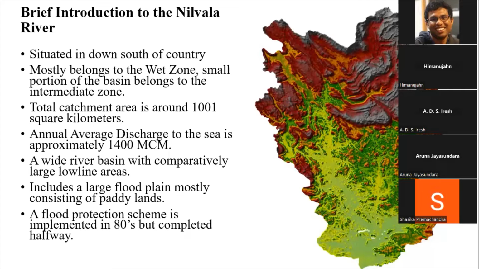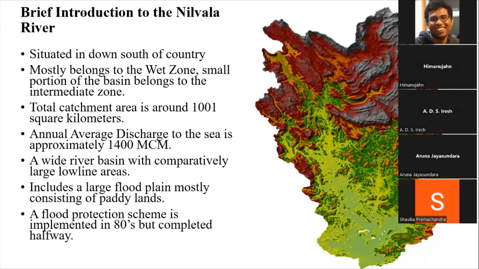So you may all know that it is situated in the down south of the country, mostly belongs to the wet zone of Sri Lanka, and the total area is around 1,000 square kilometers. The annual average discharge to the sea is approximately about 1,400 MCM. So this is a wide basin with a comparatively large low-lying area. And this basin includes a large floodplain, mostly consisting of paddy fields, as you can see in the left side figure. So the green color area is mostly the paddy field and the low-lying areas.